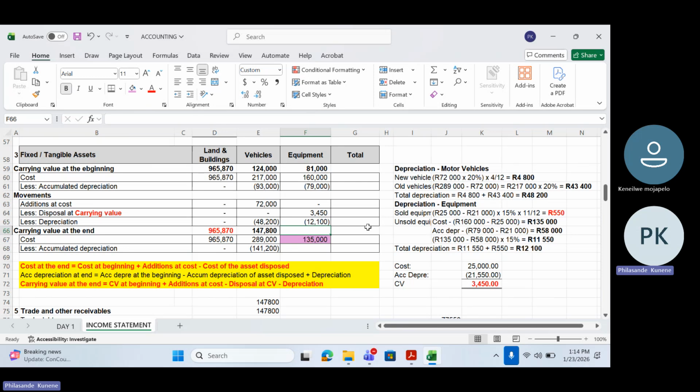No, that is depreciation only. The accumulated, the total is here, 21,550. Oh, okay. Yes.